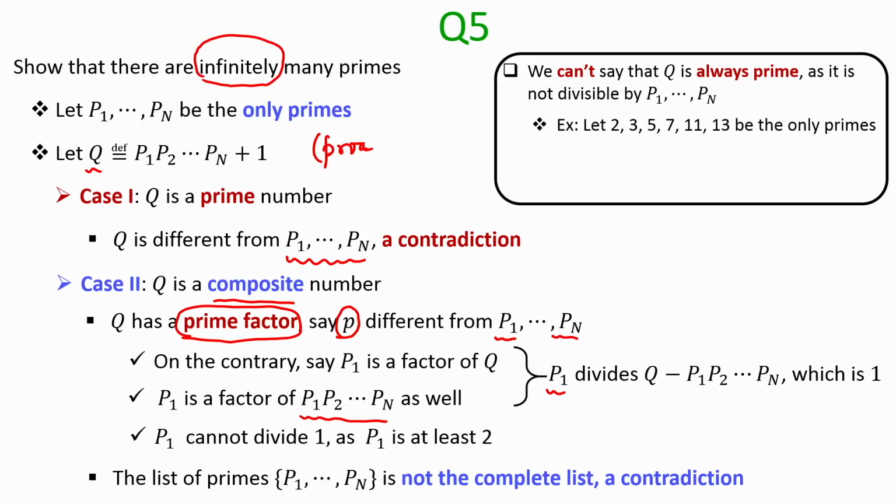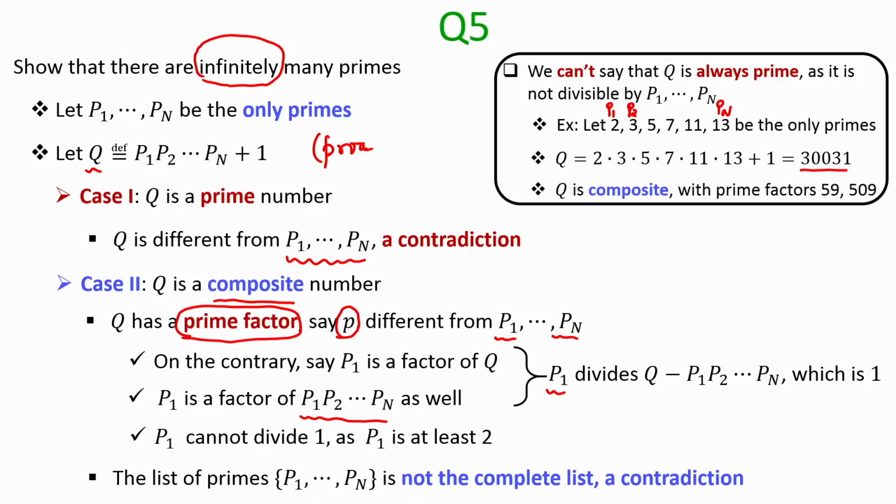Let me demonstrate that. Imagine that these are the only prime numbers which you assume to exist. Now, your q in this case will be the product of all these prime numbers plus 1, and as per your argument, q should always be prime, because it is not divisible by 2, 3, 5, 7, 11 and 13. But it turns out that q is composite here, where the prime factors of this composite q are 59 and 509, and these are the two primes which are missing from your list of exhaustive prime numbers.